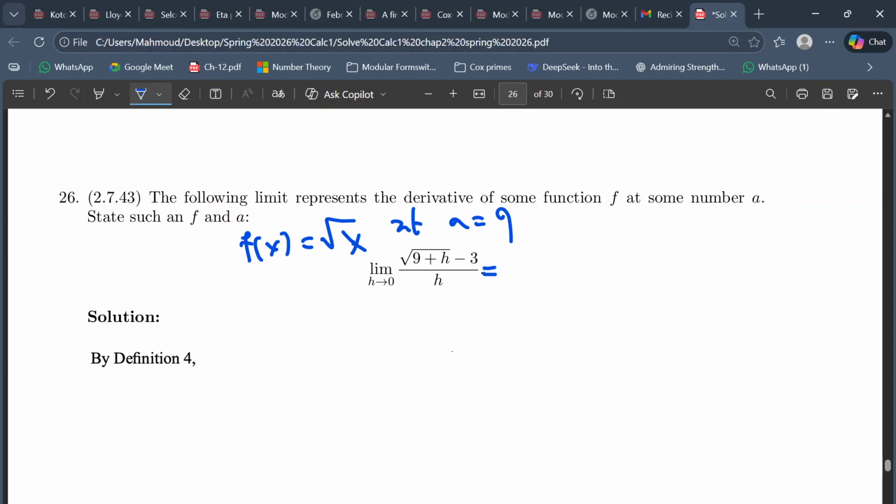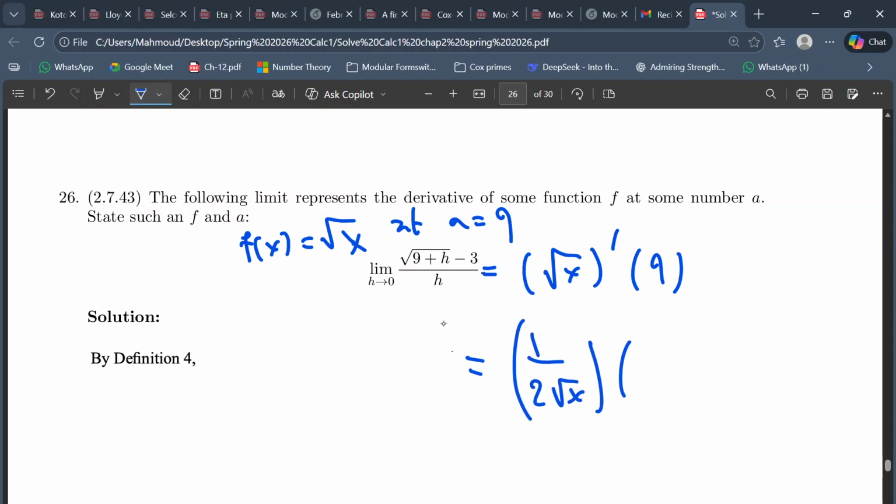Yeah, you are good. So this equals square root of x prime at 9. So 1 over 2 square root of x at 9. What's the result? One over 6. See, I ask just the clever students, and you all are good and clever.